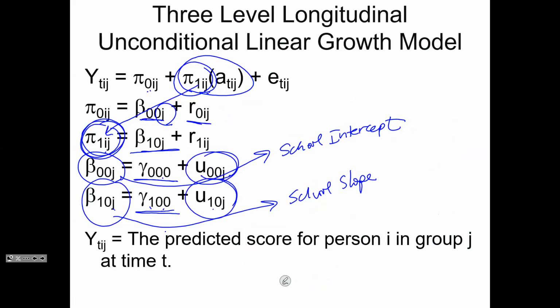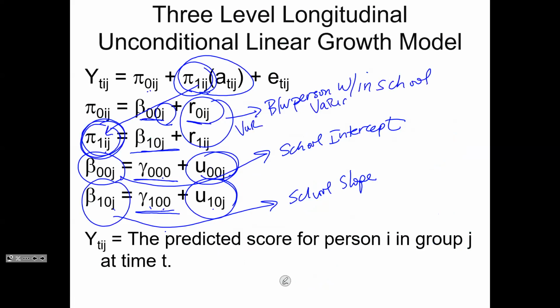This is all the same except for the subscripts. People can have different slopes, people can have different intercepts, but now schools can have different slopes and different intercepts. And so again, these variances are really about between person within school. When we turn them into variances, they are between person within school variances.